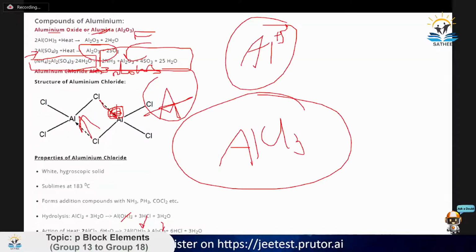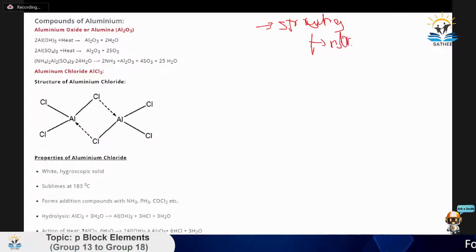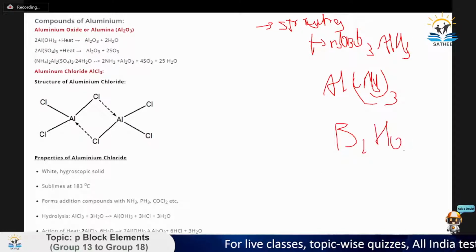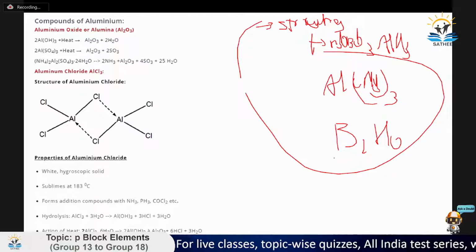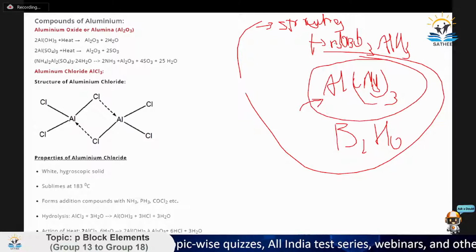Next we have group 14, but before that, I'd like to tell you what the important things are that you want to know here. You want to know the structures of H3BO3 and AlCl3. Generally, Al(CH3)3 is also asked sometimes. And you want to know the structure of B2H6. Most of it is given in your NCERT. I'm not sure about Al(CH3)3, but other than this, these three important ones are definitely given in the NCERT. So kindly look for it, okay?